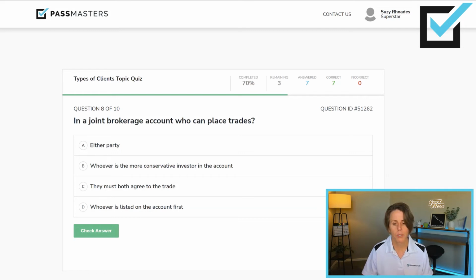In a joint brokerage account, who can place trades? Either party, whoever is the more conservative investor in the account, they must both agree to the trade, or whoever is listed on the account first. In a joint account, either party can place trades.